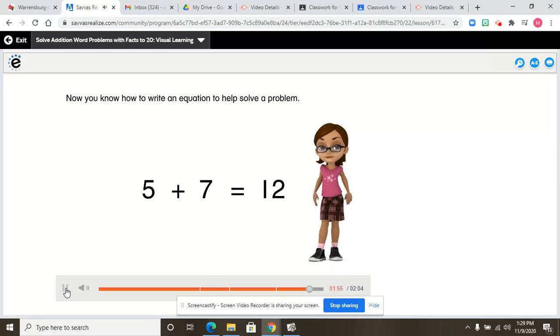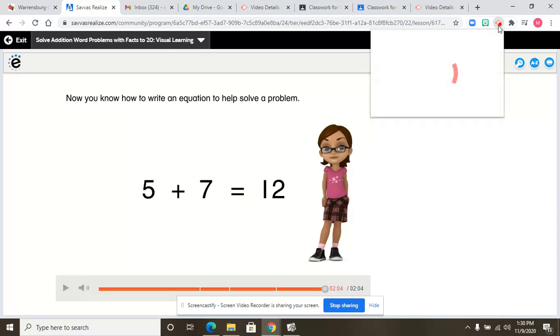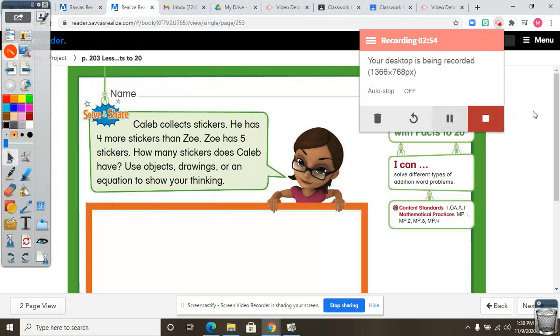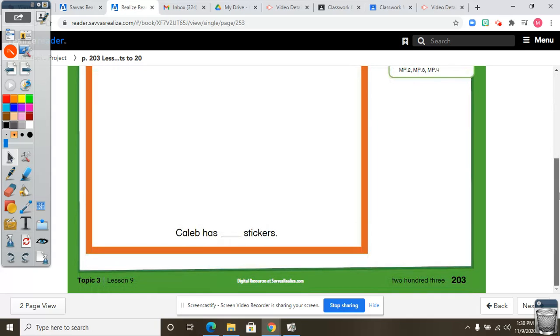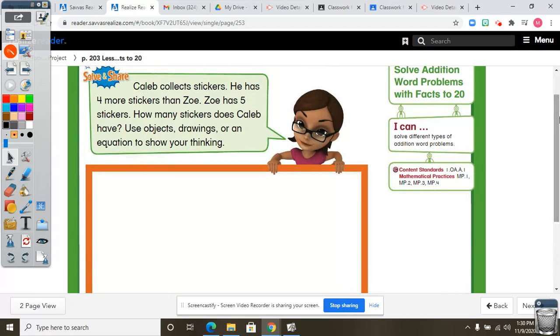Now you know how to write an equation to help solve a problem. Okay, so that is what we're going to be doing today. You need to get out your math workbook, volume 1, and turn to page 203, and make sure you have a pencil ready. Okay, if you are on page 203, it should look like this. All right, let's read the directions, and let's figure out what we have to do on this page.